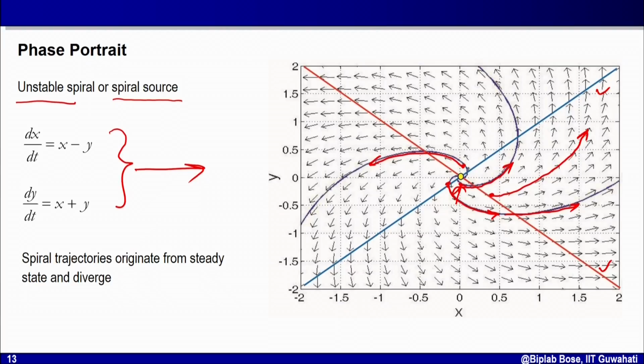So what I have discussed till now are different types of common phase portraits that you can expect. Some of them are stable, some of them are unstable. For example, I have discussed stable node, unstable node. I have discussed stable spiral, unstable spiral. Then we have saddle type steady state or phase portrait, and then we have center type phase portrait.